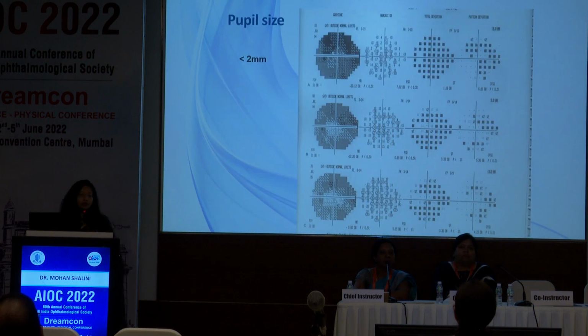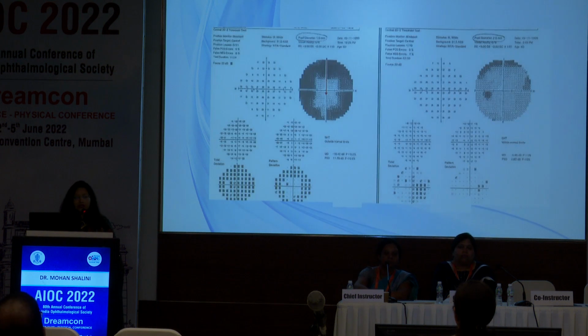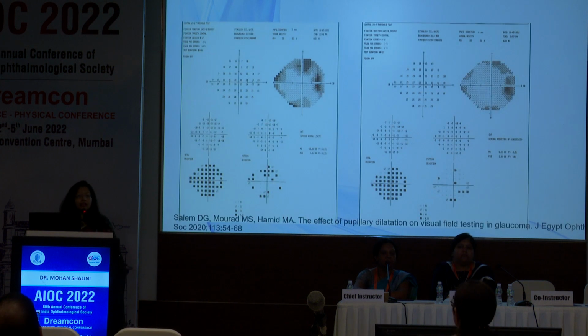So there are other challenges also which we face while dealing with progression. Like in this, if you see, the pupillary size was just 2 millimeter, and see how depressed the fields are looking. And when the patient was dilated to 3 to 4 millimeter size, the visual field improved. So you must look after the pupillary size also. It should be normal. Similarly, again, this is a miotic pupil, and this is a normal pupillary size. There can be problems with dilated pupils also. So this was a study also which was published in 2020.